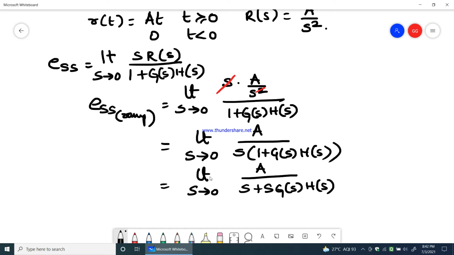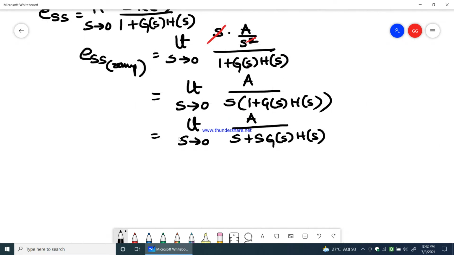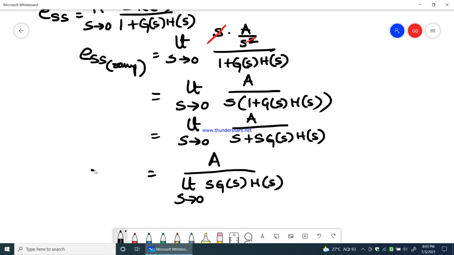I will apply the limit for this equation now, which will be written as A divided by, when s tends to 0, this s becomes 0, whereas this will be limit s tends to 0, s into G of s into H of s. Now don't say limit s tends to 0 as s equals 0, therefore it becomes 0. Don't do that, because G of s and H of s, when given in the question, might cancel this s. So don't tell that when s tends to 0 this whole thing becomes 0. No, it is not like that. Okay. Now this is the steady state error for ramp.